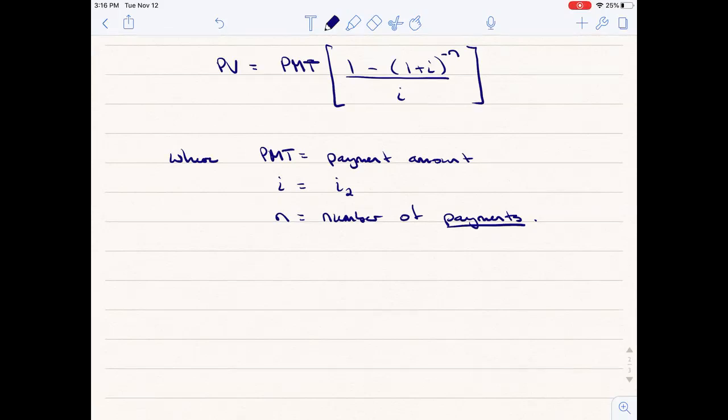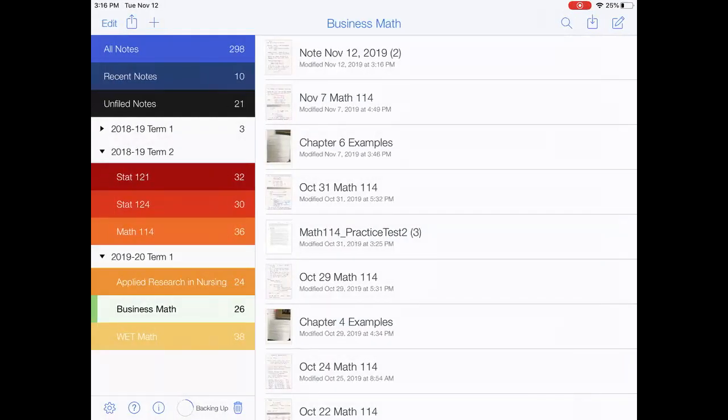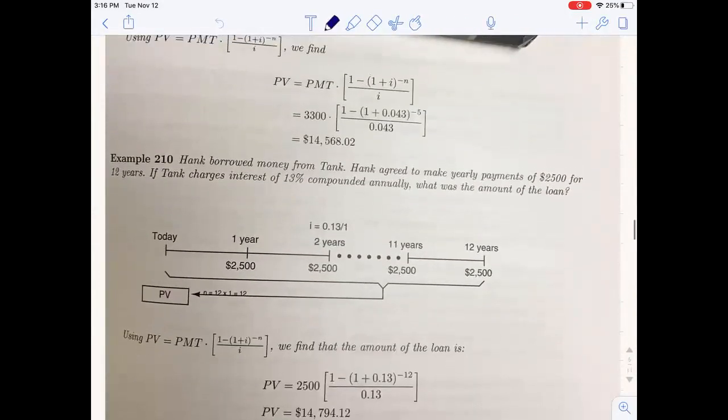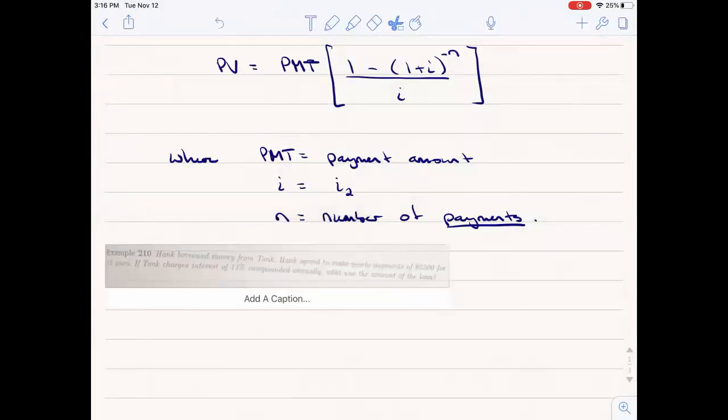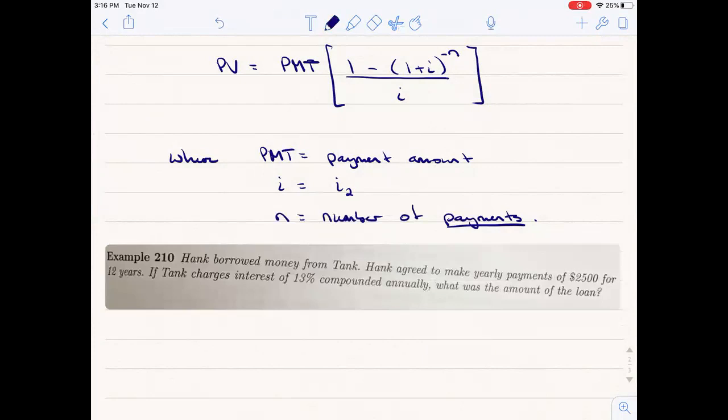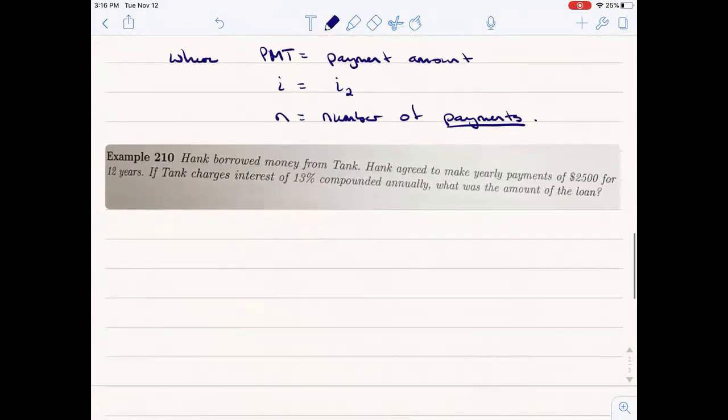So we'll do a little example, example 210, just to get in the groove. Hank borrowed money from Tank. Hank agreed to make yearly payments of $2,500 for 12 years. If Hank charges interest of 13% compounded annually, what was the amount of the loan?